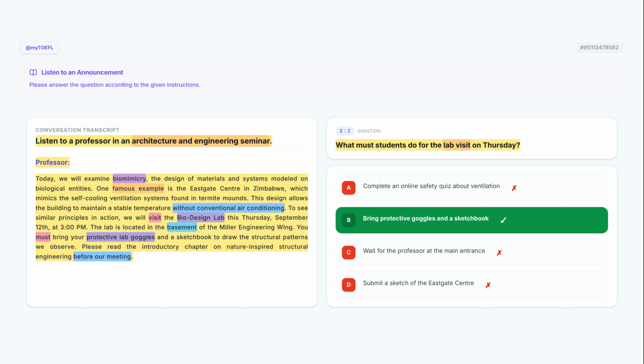Proceed in TOEFL listening. Always distinguish between the main academic concept and the logistical instructions provided. Note-taking on specific requirements like dates and materials is essential for these types of announcements.